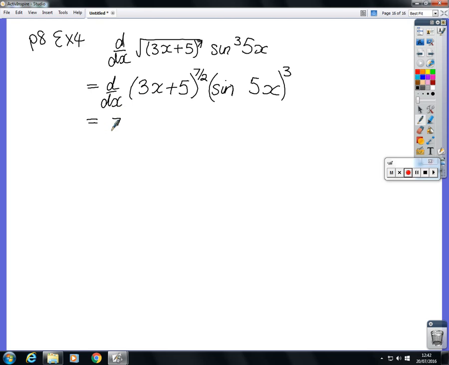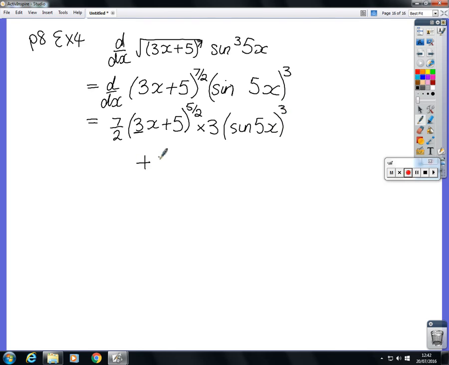Differentiate the first as 7 over 2 bracket, subtract 1 from 7 over 2 is 5 over 2. Multiply by the 3 inside the bracket using the chain rule. Copy the second function as it is, sine 5x cubed.